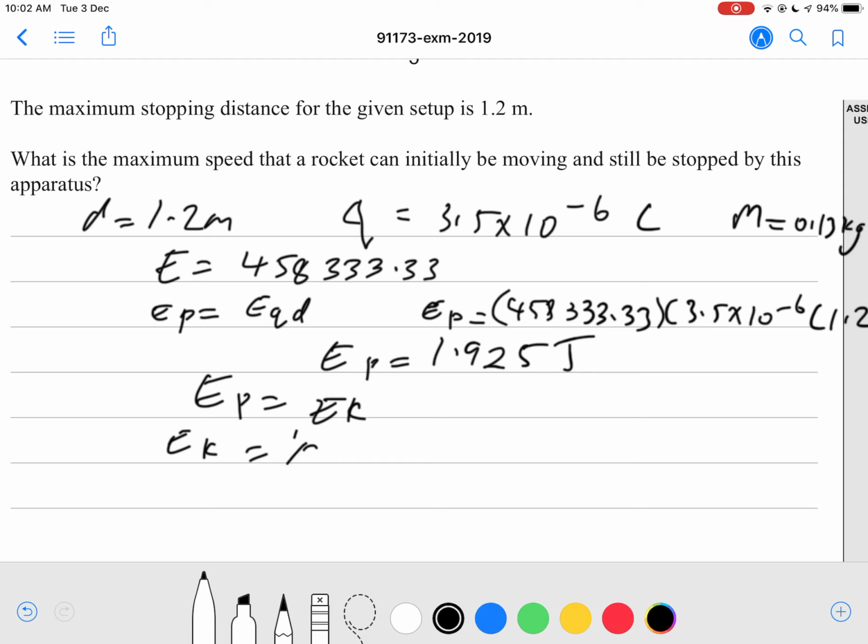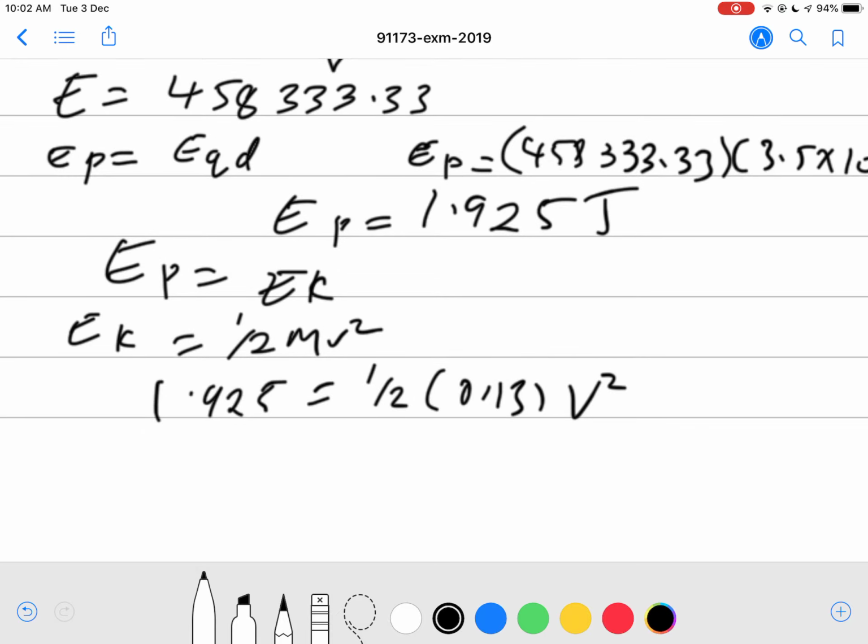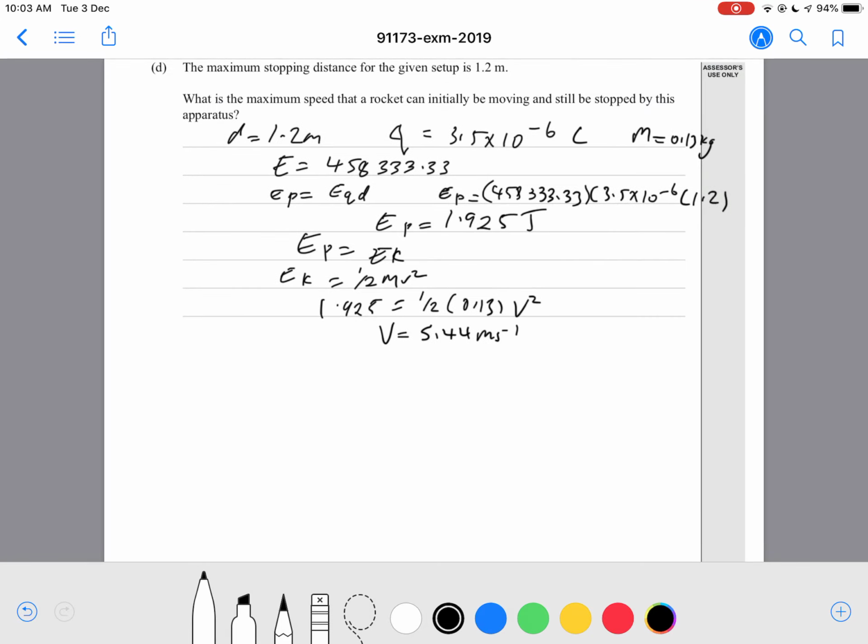So EK equals half mv squared. So 1.925 is equal to half of 0.13 times v squared. So your v should come out to be 5.44 meters per second as a maximum. So in order for the rocket to be stopped, that is the maximum speed that it can be traveling at. So basically this should get you an excellence grade. In terms of an achieved grade, it could be finding the EP stored. And I'm not too sure where you can get merit for this question, so I'm not going to say anything, just in case I say something that's very incorrect.